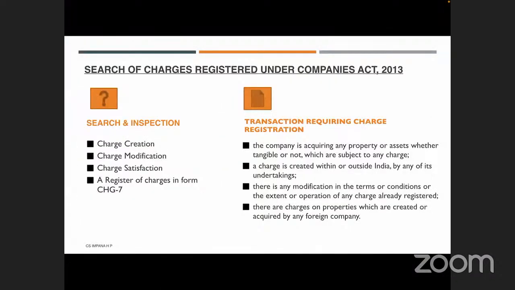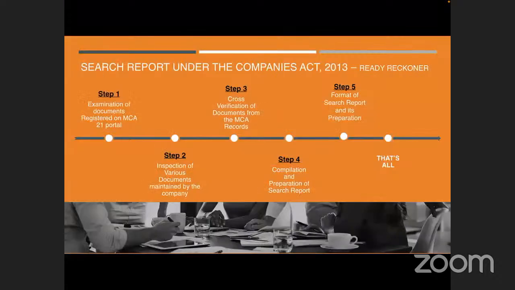We'll come to this at a little later stage. I'll come to this aspect. So, the search report under the Companies Act: the way you practically need to do it, or the steps you can undertake to do the search and status report. First and foremost, examination of the documents that are registered on the MCA 21 portal.